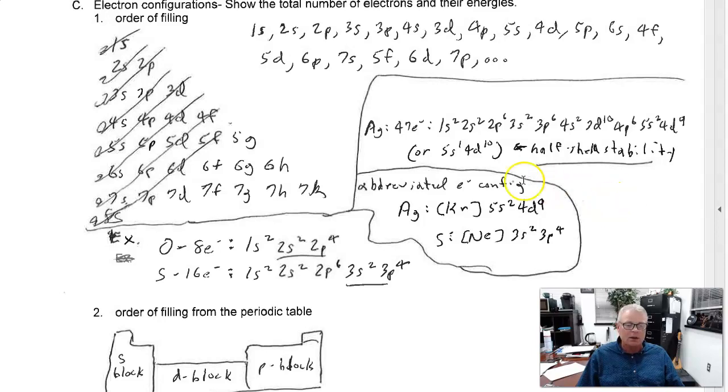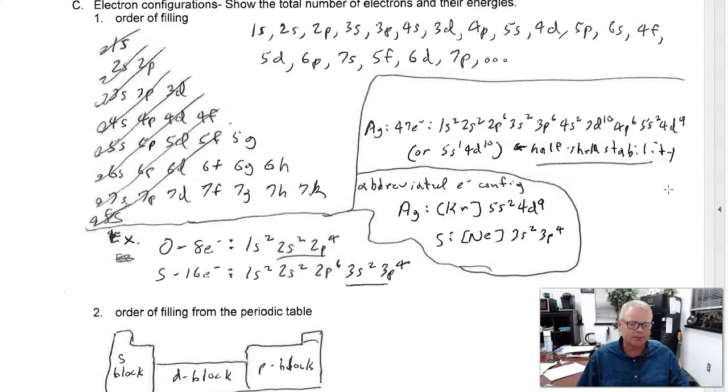Okay? Don't get too concerned about the half-shell stability thing. I don't expect you to be able to do that at this point. Just realize if you look up electron configurations in a chart somewhere, it might look slightly different than what I have given you here, this order of filling. If it looks slightly different, it's probably a half-shell stability thing going on.